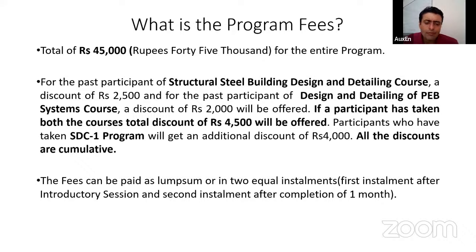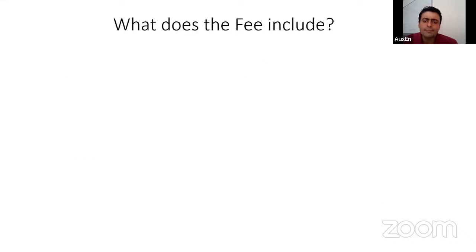You can pay the fee as a lump sum, that means in one go, or you may pay the fee in installments. The first installment you can pay at the time of joining, and the second installment you can pay after 1 month of completion.